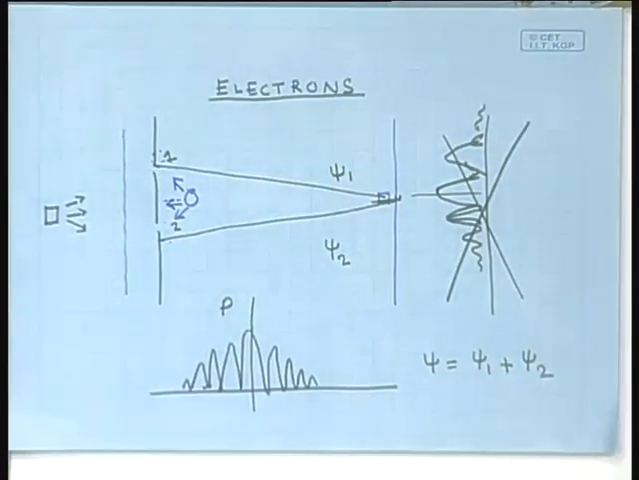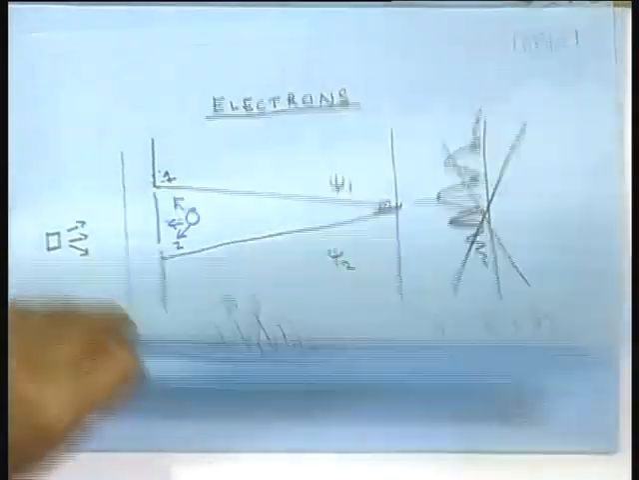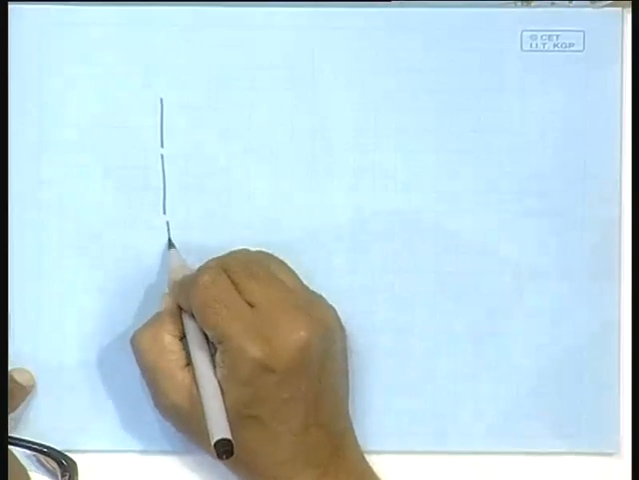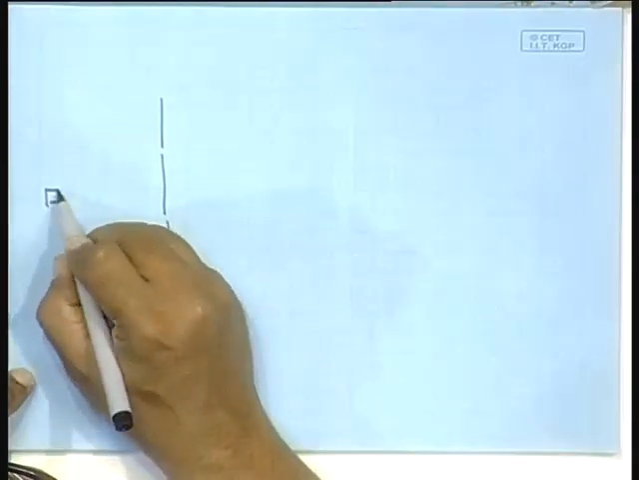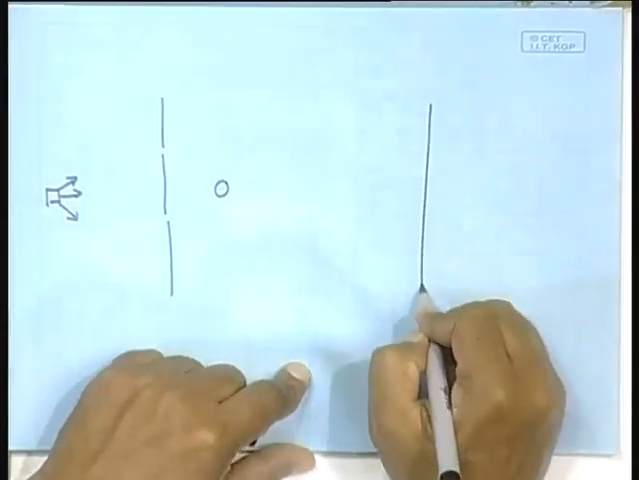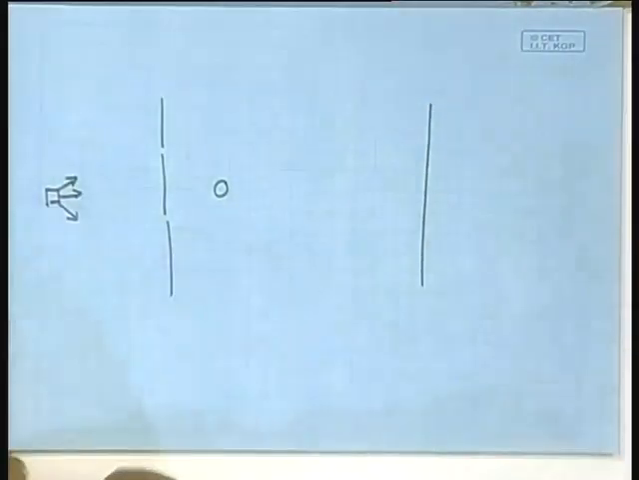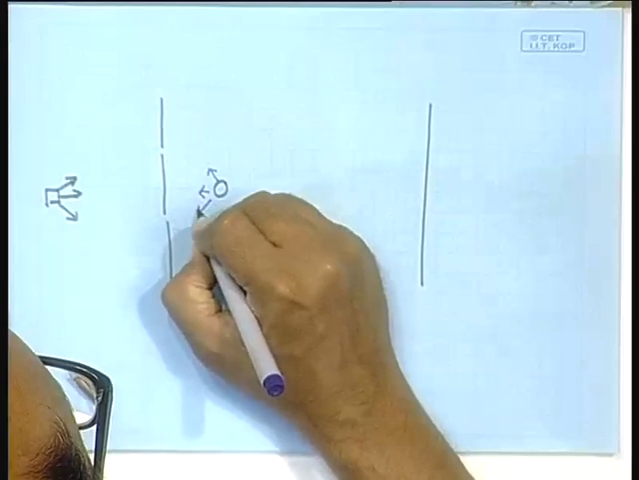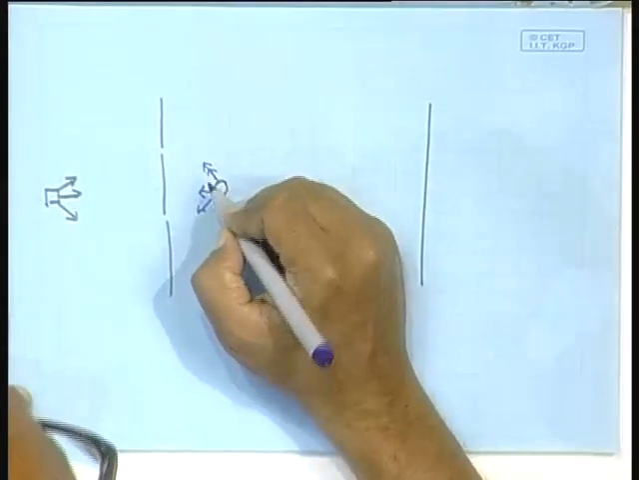Now, let me draw this picture again. So, we have the two slits, and we have the source which shoots out electrons, and we have a strong light source over here. We have the screen over here. We have the strong light source which illuminates both the slits quite strongly.